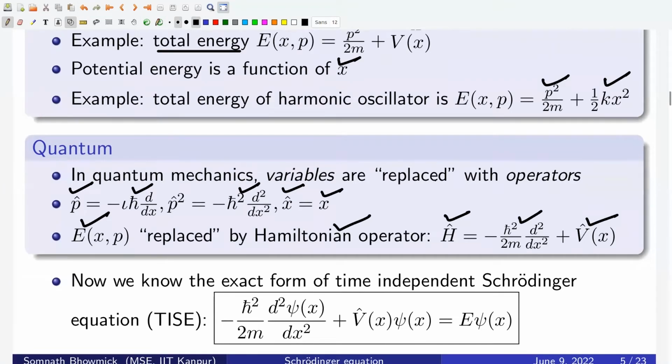So thus, in this slide, we have defined the operator H as this, and the exact form of the time independent Schrödinger equation is minus ħ²/2m d²ψ/dx² plus V(x)ψ(x) equals Eψ(x).